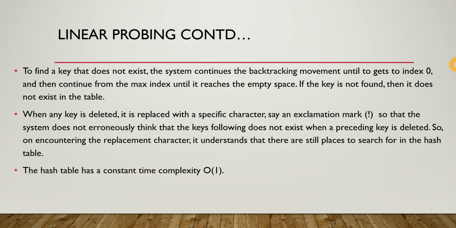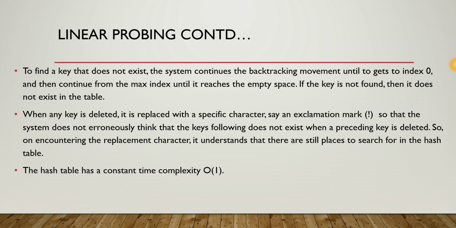Now, to find a key that does not exist, the system will continue the backtracking movement until it gets to index 0, and then continue from the maximum index until that empty space that defines the point when the hash table is declared full is found. So if the key is not found when it gets to the empty space, it means that the key does not exist in that table.